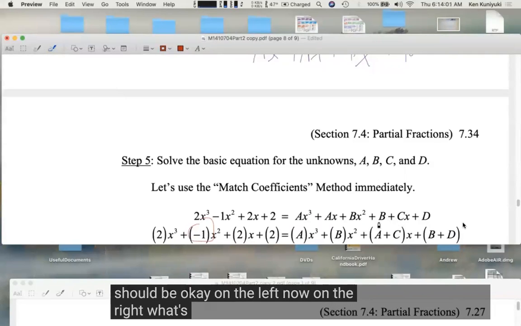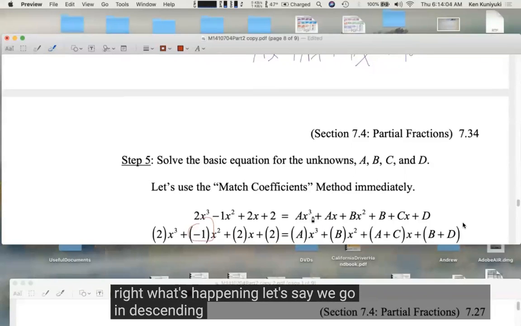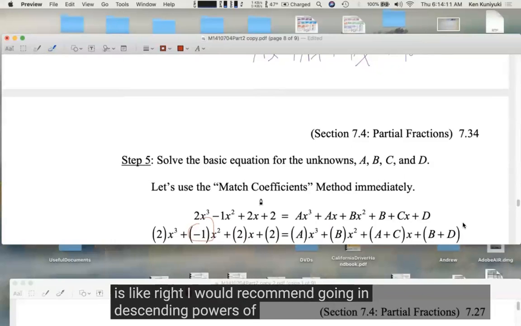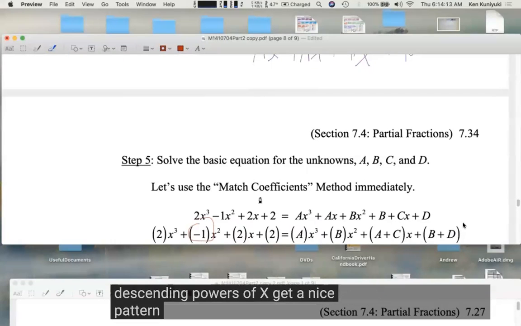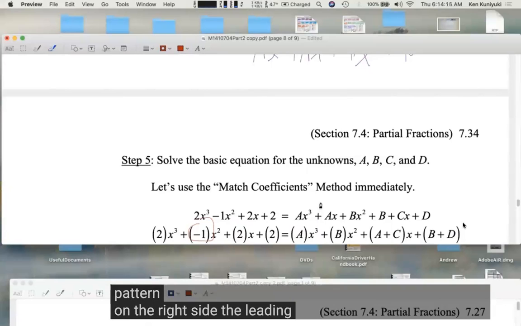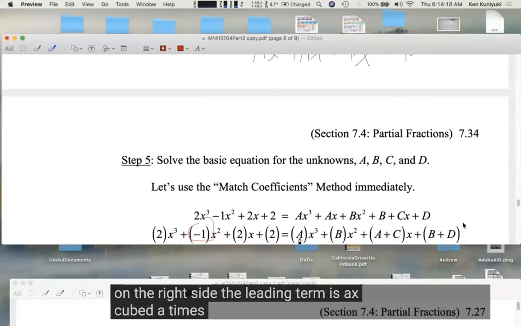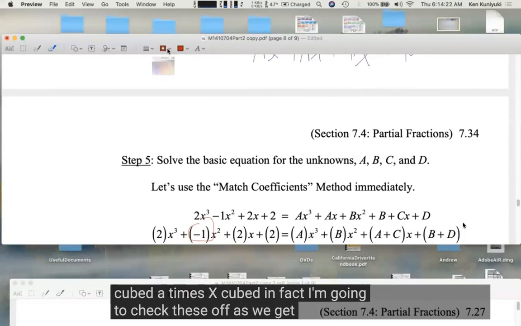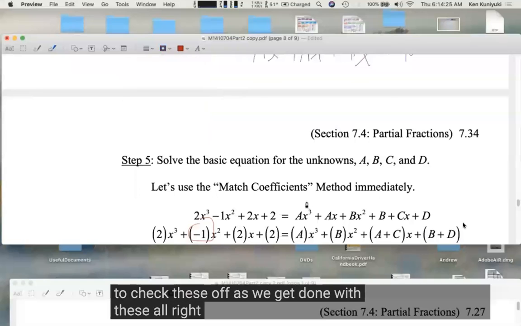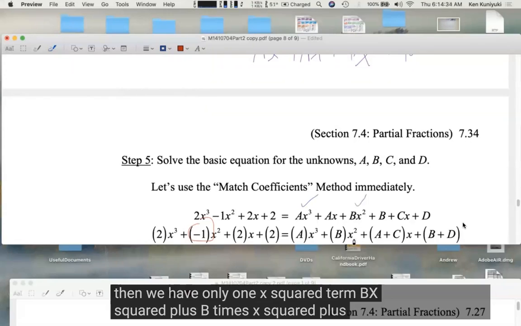So aside from this whole plus -1 times x squared issue, you should be okay on the left. Now on the right, what's happening? Let's say we go in descending powers of x, which makes sense because that's what the left side is like. I would recommend going in descending powers of x, get a nice pattern. On the right side, the leading term is ax cubed, a times x cubed. In fact, I'm going to check these off as we get done with these. So we have ax cubed. And then we have only one x squared term, bx squared, plus b times x squared.